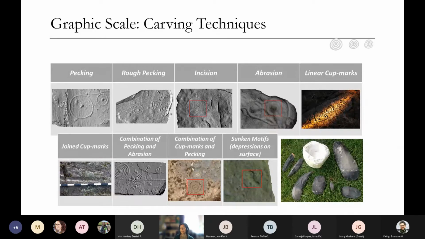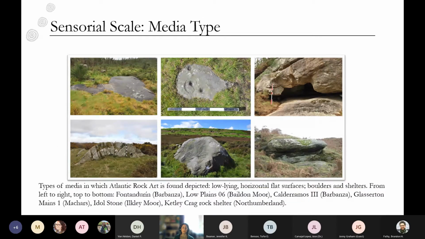Equally, again, thanks to the high resolution 3D models, I was able to identify different types of carving techniques. They're all based on pecking, of course, or most of them, but there are also variations in the way that the pecking was produced, and combinations with other techniques as well. And as with the motifs, some of these carving techniques were also found simultaneously in more than one region. So moving on to the next scale of analysis, we're now on the sensorial scale.